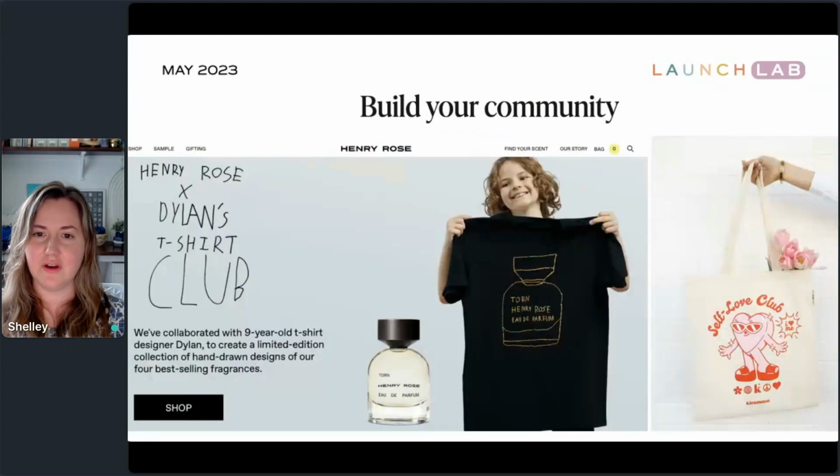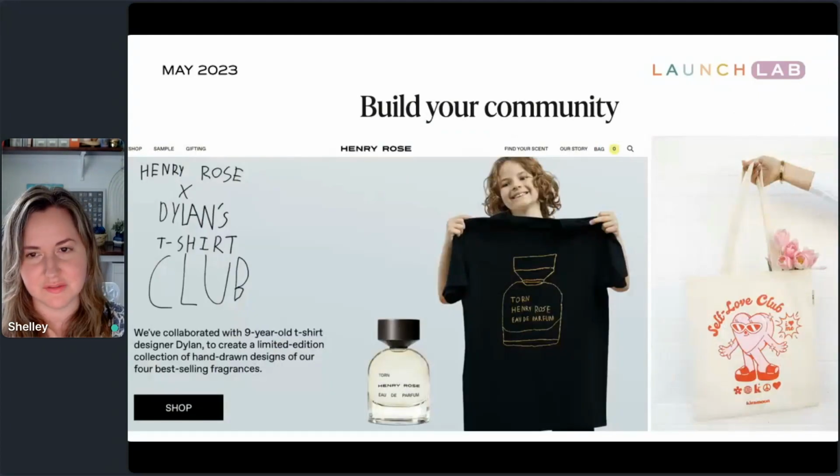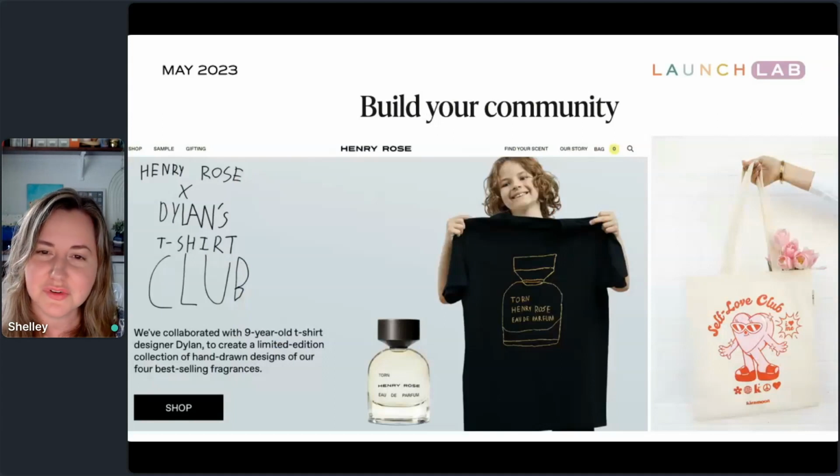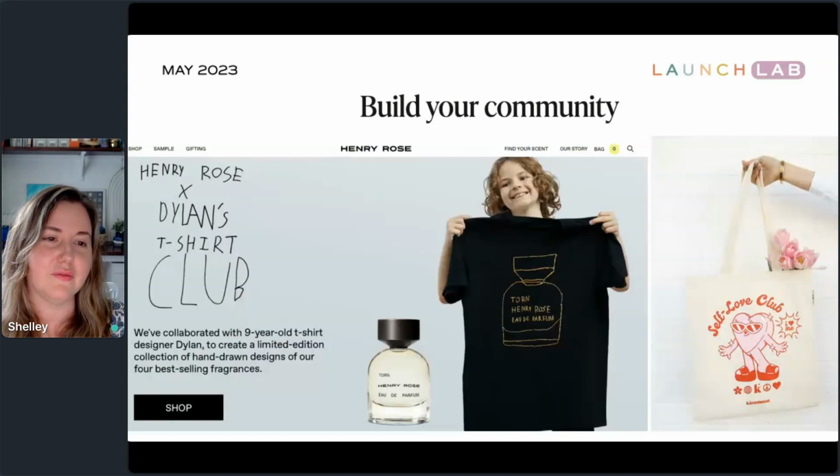Okay, now we're going to talk about building community with print on demand products. And again, I don't think these products are actually printed on demand, but they give you ideas for ways you could incorporate that. So this is a really unique one over on the left. Henry Rose is a pretty elegant fragrance company. And right now, this is featured on the top of their homepage as of a couple days ago when I was making this.